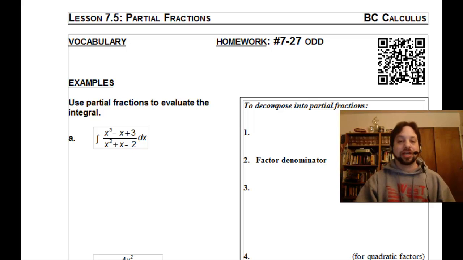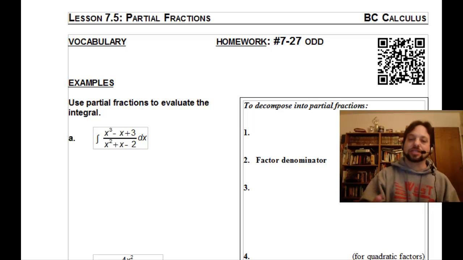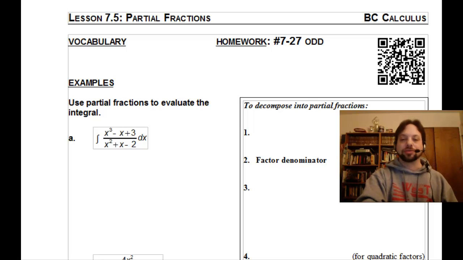Let's go ahead and take a look at a reasonable procedure to do this before we take a look at any of the examples.